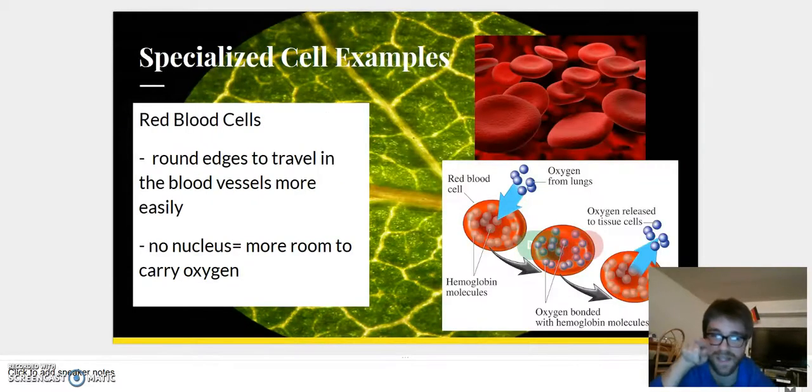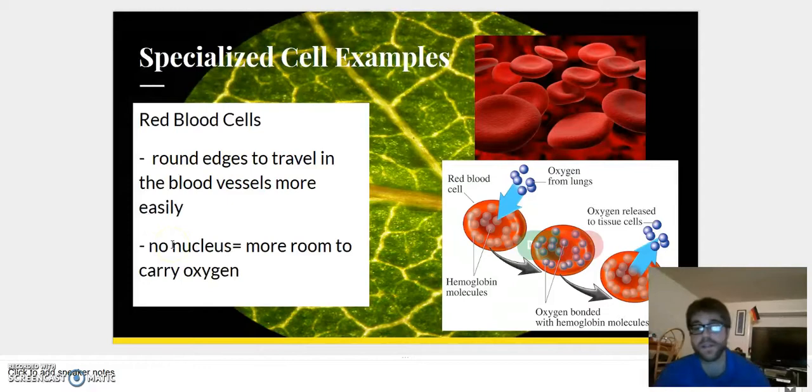First one first. Red blood cells. Red blood cells, they're round. The round edges allow them to travel easily through vessels. That's a structure relating to function. The structure being they're round, the function being they're swimming through vessels.